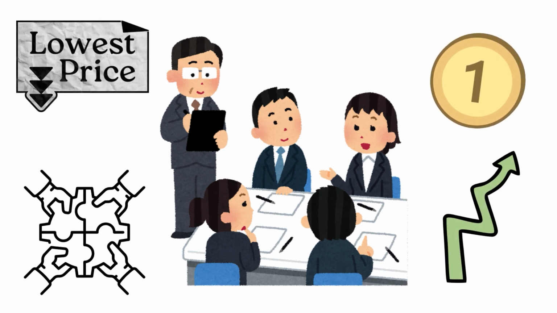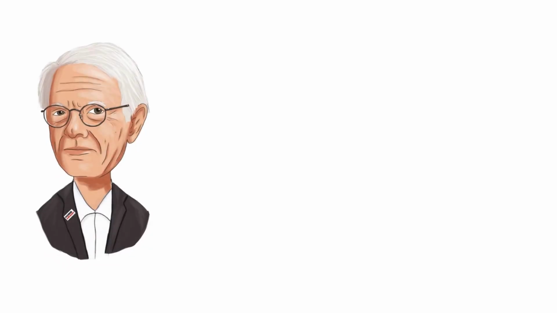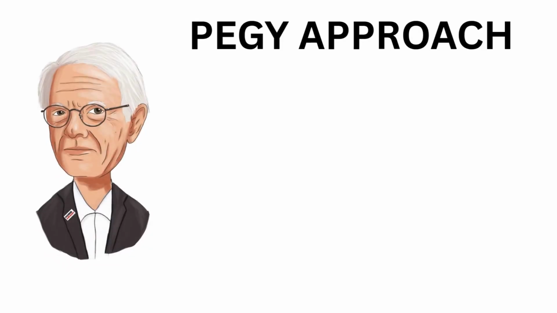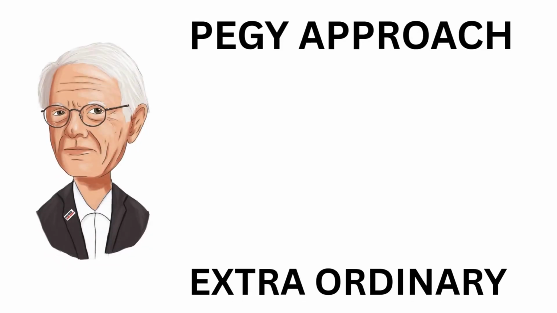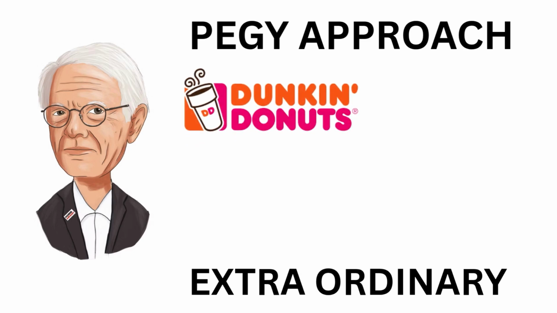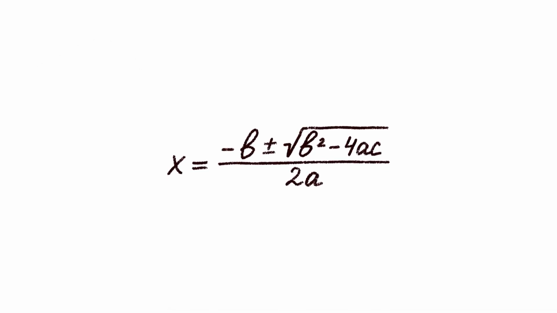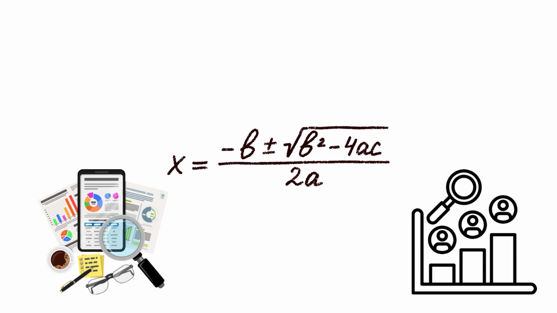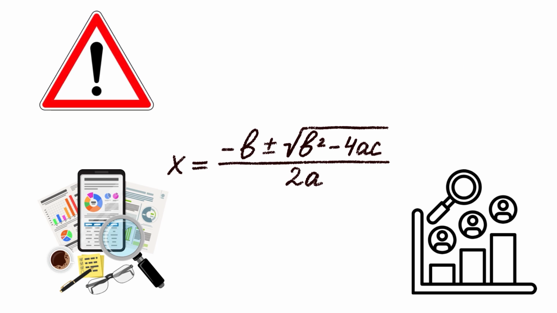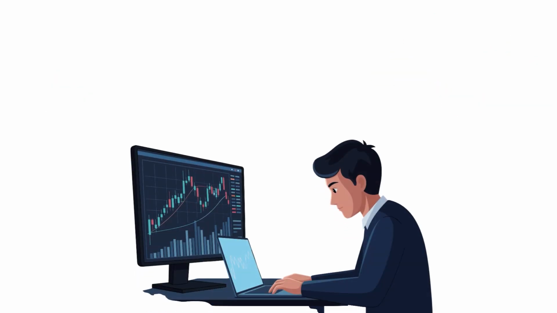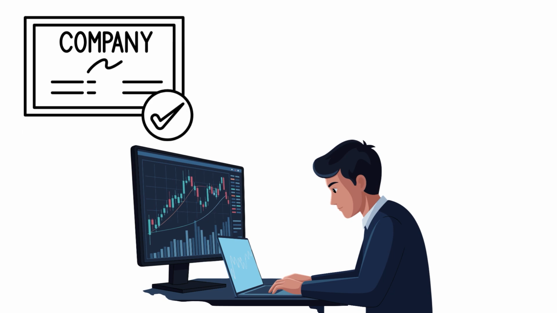because everything fell together. Lynch himself used the PEGY approach to identify extraordinary companies like Dunkin' Donuts, Taco Bell, and Home Depot when they were still growing and under the radar of Wall Street. The formula was not the only thing he used. He looked at the business itself, the competitive advantages, the risks, and the overall financial health. Numbers on a screen only tell you so much. You have to understand what the company actually does and whether it can sustain that growth.